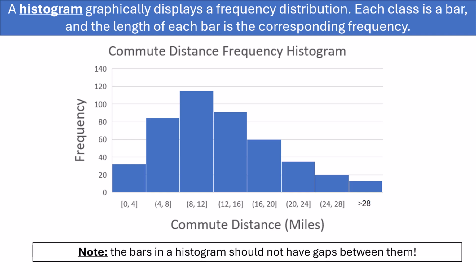Note that unlike a bar chart, in a histogram there should not be gaps between the bars, and that's to represent the continuous nature of our number system. With a bar chart, we typically had a categorical variable, and each bar was represented by a separate category. So typically that meant we were going to have some gap between each of the bars, but that's not the case with a histogram.